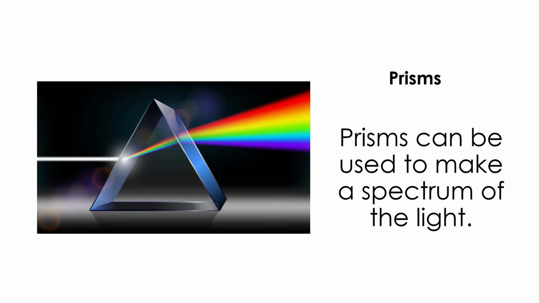So a prism can be used to make the spectrum of light. So here we have an example of a prism. White light is entering the prism, and exiting the prism is the spectrum.